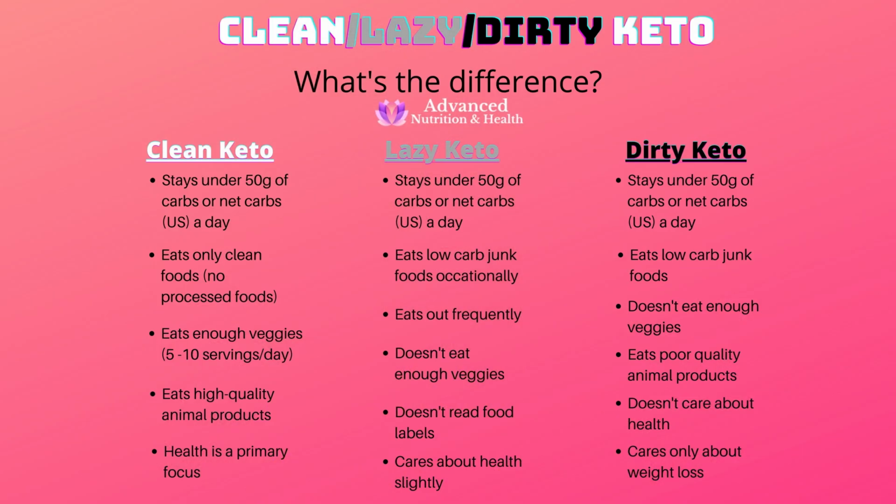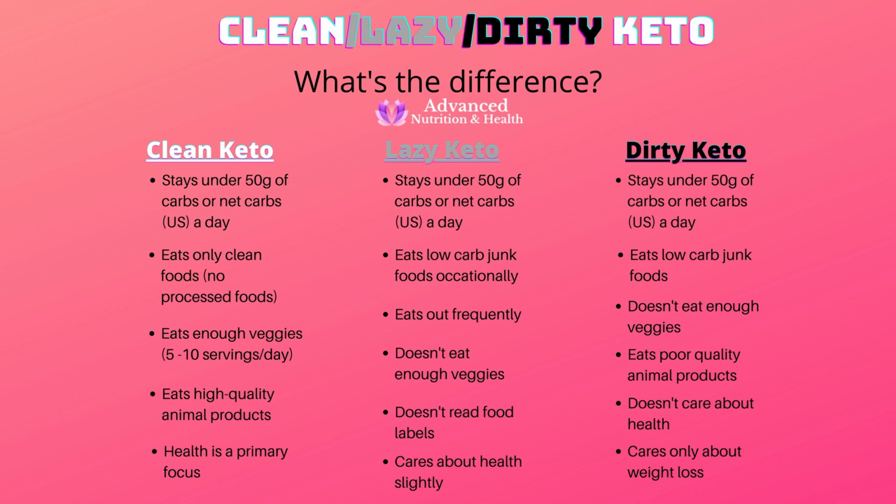I created this image to show you what are the different types of keto, and hopefully this will motivate you to pick the right one. The main keto types are clean keto, lazy keto, and dirty keto. Now, what are they? That's clean keto. You stay under 50 grams of carbs, or net carbs a day if you're in the US. You eat only clean foods, meaning no processed foods, and you eat enough veggies, which is 5 to 10 servings of veggies a day. You eat high-quality animal products, and health is a top priority for you.